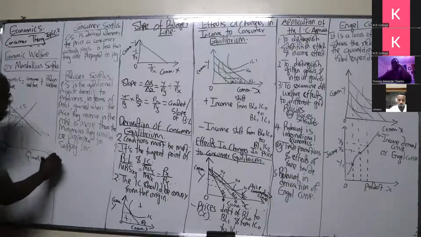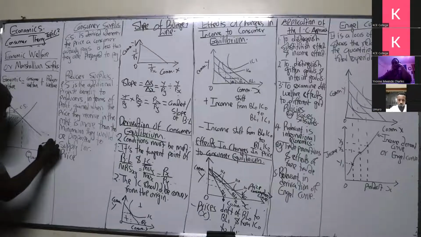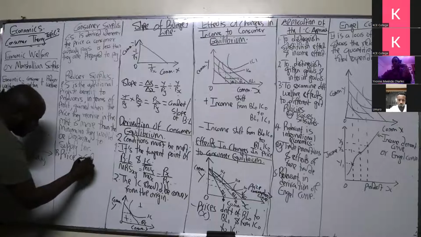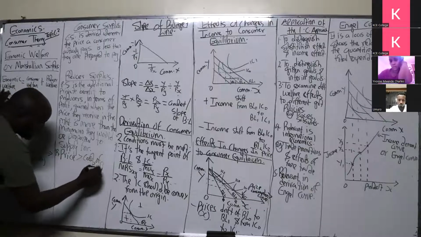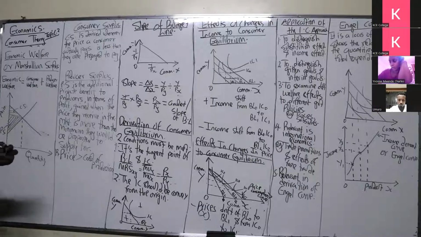Meaning that this price here, they have received a price which is more than the cost of production. Remember, in economics, we usually say that the cost of production includes the profit. Meaning that they have received more than that.